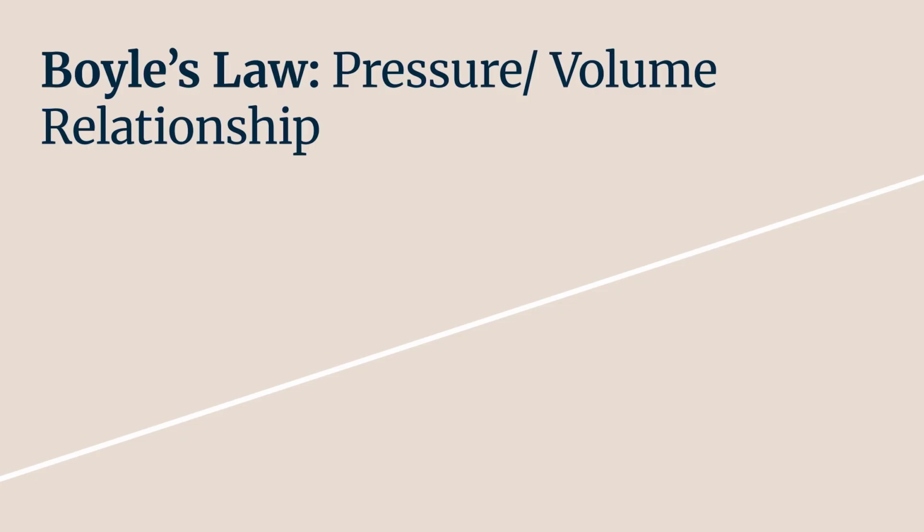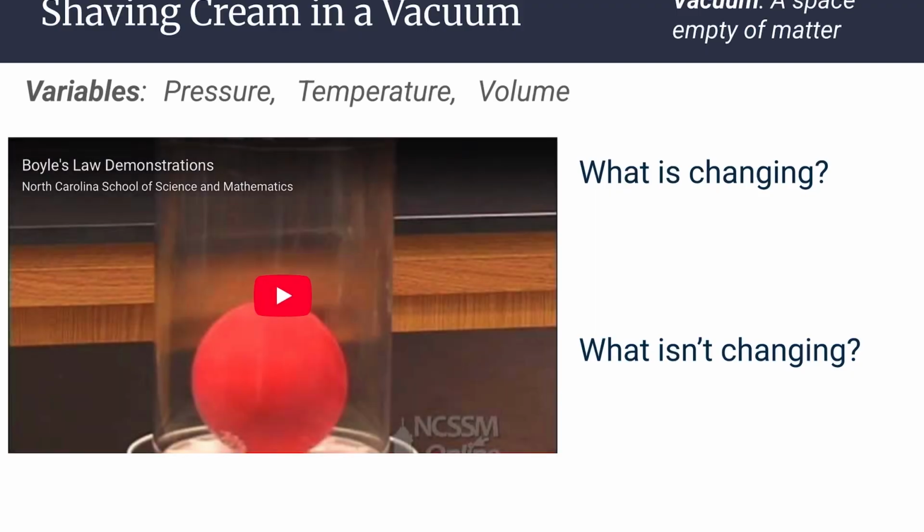All right, so our first gas law we're going to look at is Boyle's law, which is the pressure-volume relationship. With these, we have a couple of videos that we're going to look at. We're going to look at identifying what variables are changing. So our three variables at the top are pressure, temperature, and volume. And then we have a little video here. The videos are linked within the notes, so you can always go and look at more of these videos if you want. We're going to just watch a little part of it and then discuss what's changing, what isn't changing, and go from there.